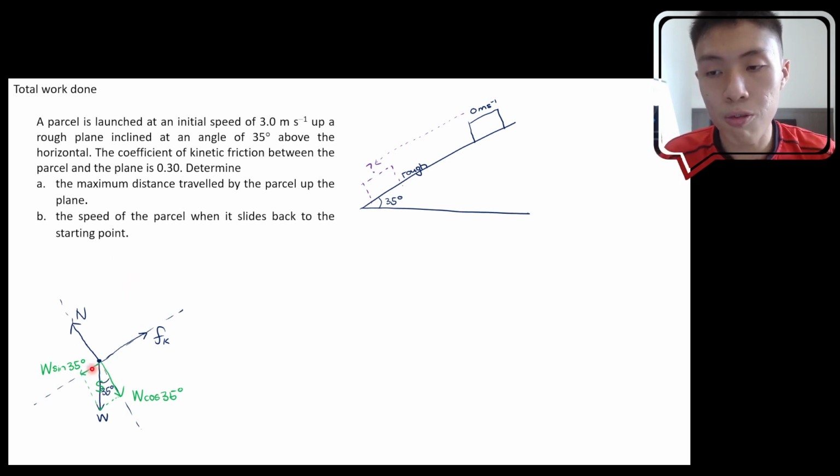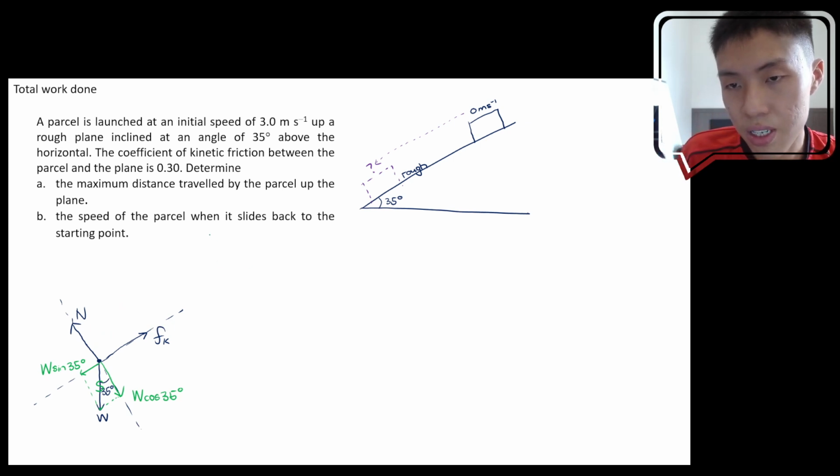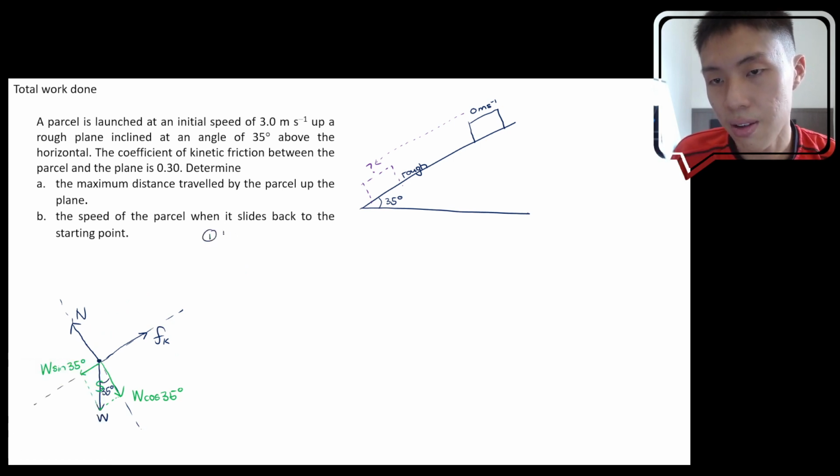In situation A, both the forces in the x-axis are pointing down the slope. But right now you can see that the forces in the x-axis are actually opposed to each other. Okay, so it's a different situation right now. So let's follow through the steps that we mentioned earlier. In question B, step 1 will be us finding sum of fx and sum of fy.